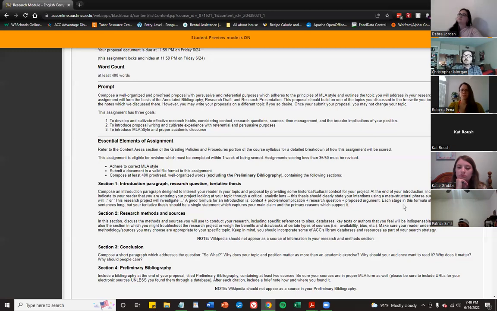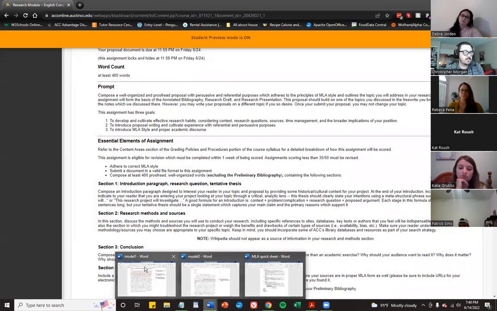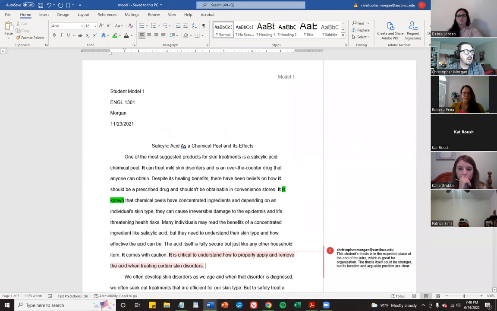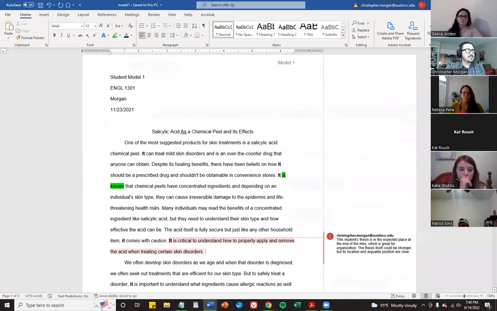So, that's what I'll go over next: I'm going to talk about MLA, and what these sources are supposed to look like. So that I don't run out of time, I do want to call up a model real quick. This is a student paper: Salicylic acid is a chemical peel and its effects.